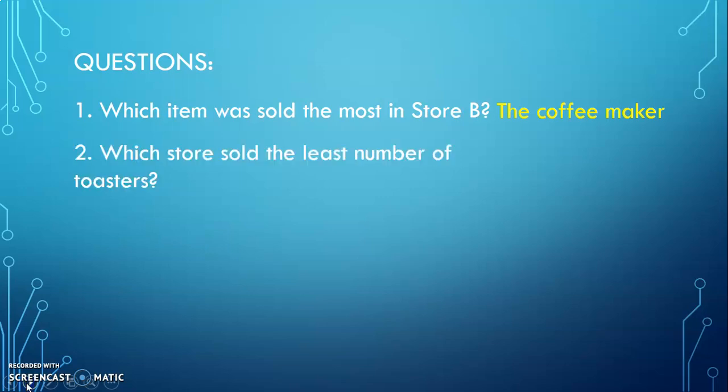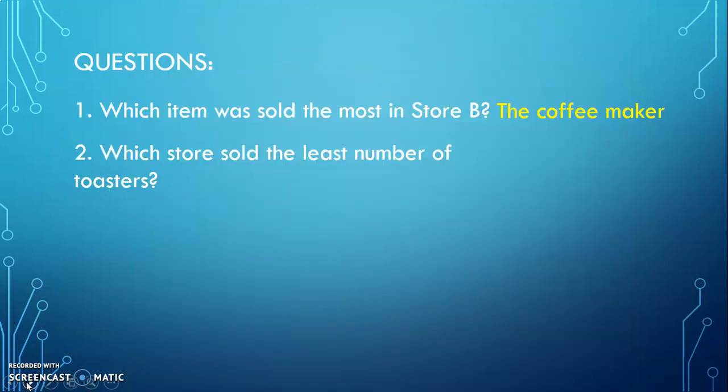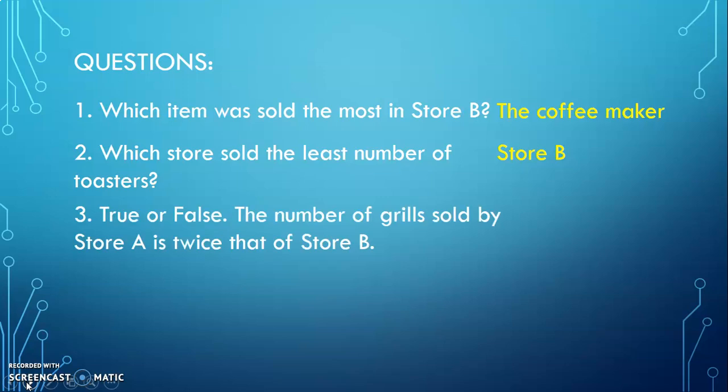Okay, second question, which store sold the least number of toasters? Now looking at the bottom of our graph, we have to look across and see which one is the toasters. And here it is here. And now just by looking, you can tell that it is store B that has the least amount of toasters sold. Okay, so which store sold the least number of toasters? Store B.